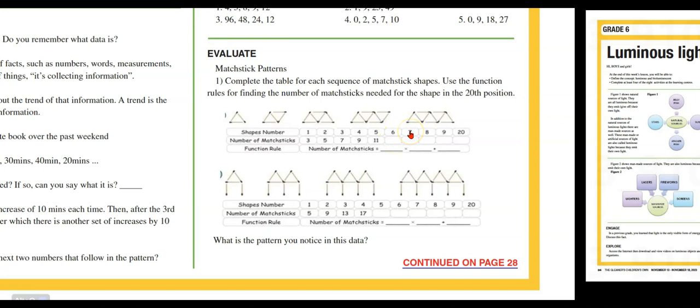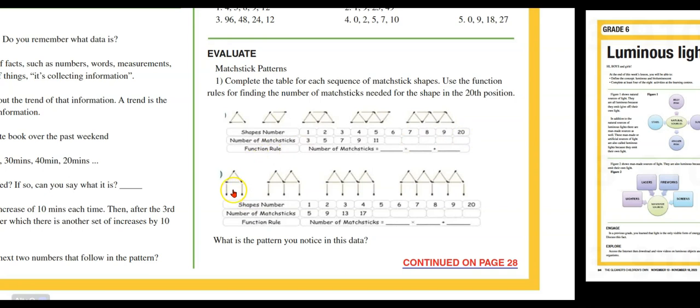Then 7 plus 7, that's 14 and 1, 15. 8 plus 8, that would be 16, and 1, 17. Then we have 9 plus 9, that would be 18, and 1, 19. So using that function rule, what would be the number of matchsticks that would be in the 20th position?